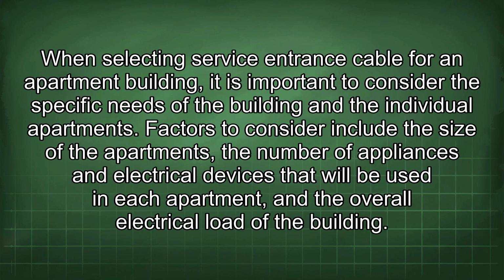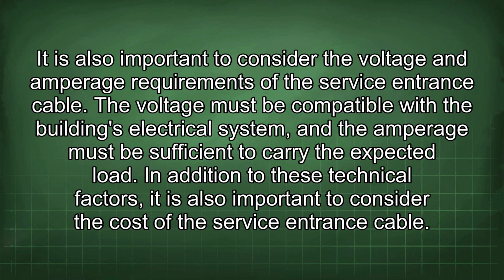When selecting service entrance cable for an apartment building, it is important to consider the specific needs of the building and the individual apartments. Factors to consider include the size of the apartments, the number of appliances and electrical devices that will be used in each apartment, and the overall electrical load of the building. It is also important to consider the voltage and amperage requirements of the service entrance cable. The voltage must be compatible with the building's electrical system, and the amperage must be sufficient to carry the expected load.